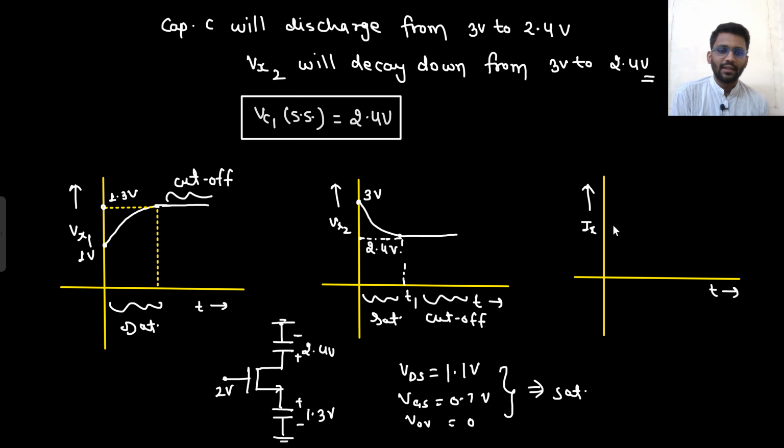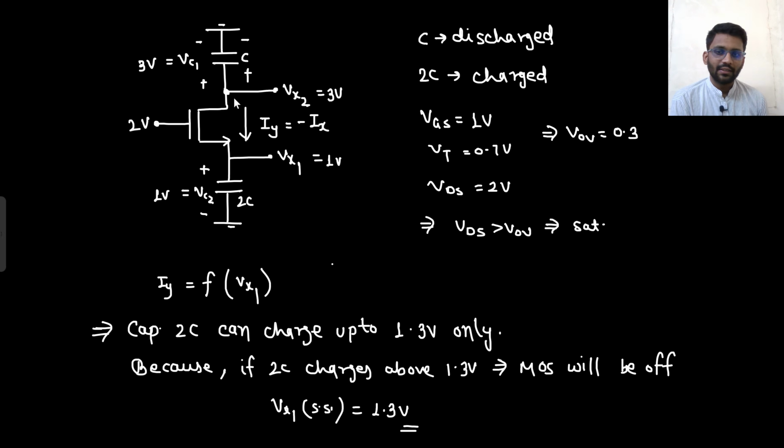And what about Ix? Ix will slowly decrease. Why will it slowly decrease? Because VGS potential is getting decreased. VDS is also getting decreased, but you don't need to think about VDS because we are running in saturation region. If you are running in saturation region, you only need to think about VGS. So VGS is getting decreased, so current will also decrease.